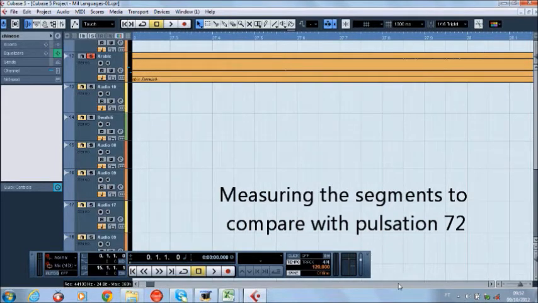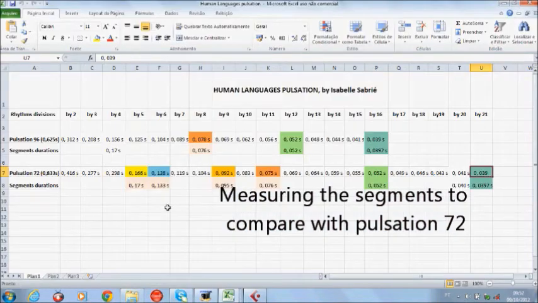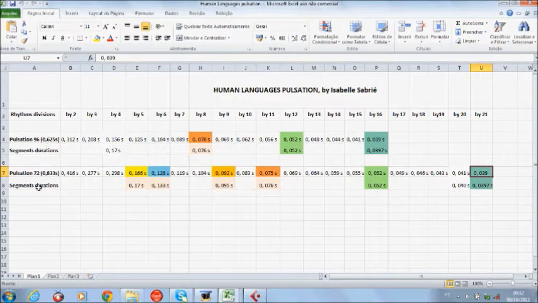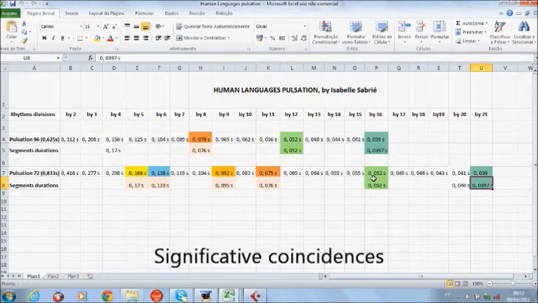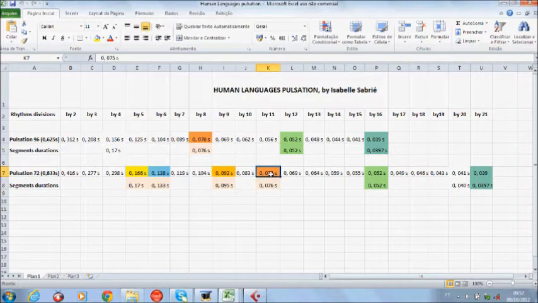And I made a map, human languages pulsation. So we have these segment durations, and what do we see with the pulsation 72 is that we have some coincidences on, for example, this very strategic place, because it's a multiple of 2, of 0.052 seconds, which is perfect. And here we have almost perfect, this one, division by 11, which is not that relevant, and near this division by 9, and also this one, which is not perfect. So what does that mean?